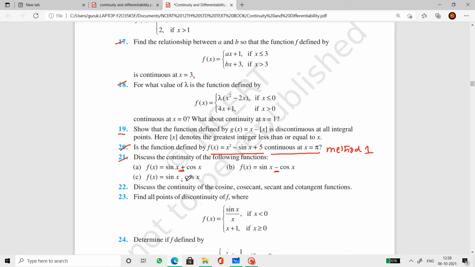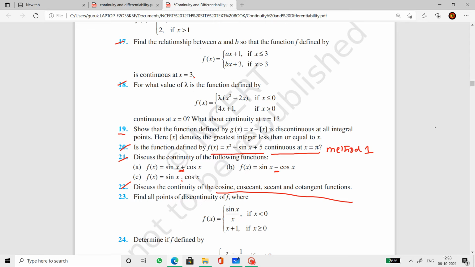Coming to the 22nd question, discuss the continuity of the following. Now here also this is similar to the first and second type of questions, except these are trigonometric functions. That's the only difference. So what do we do here? We simply define the domain of the function, then we take an arbitrary value in the domain and do it for that particular value. As I said in the beginning, these are very basic questions that help you understand the concept better. Okay?